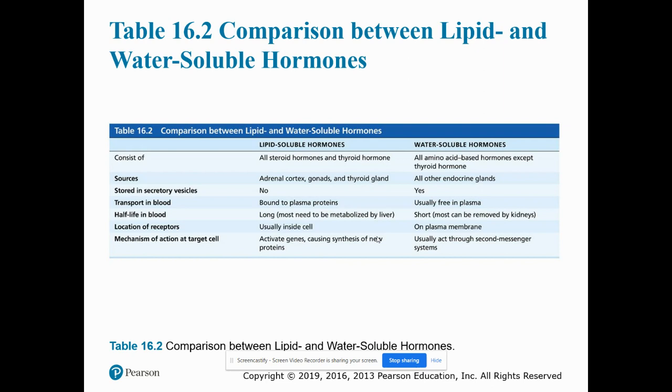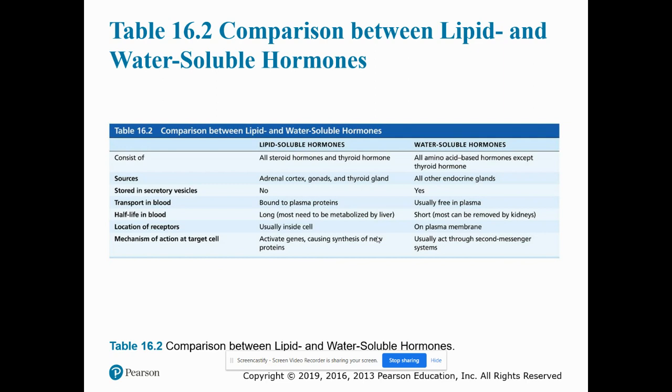This is just showing a table. We have lipid-soluble hormones on one side, water-soluble on the other, and it breaks it down. The lipid-soluble are all steroid plus thyroid hormones, which we know, and water-soluble are all amino acid based hormones except thyroid hormone. I think I called it amino acid derivatives earlier. I meant amino acid based, but still, not the same thing, but hopefully you understood what I meant.